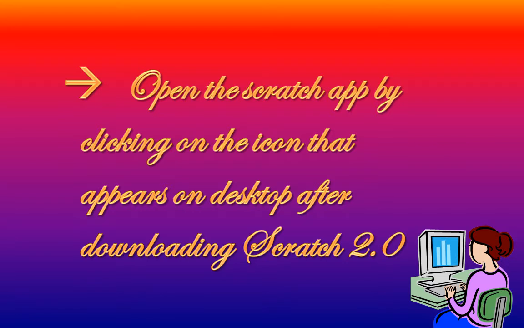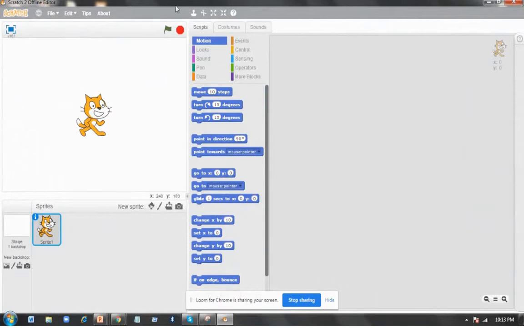Once you have downloaded Scratch 2.0, open it by clicking on the Scratch 2.0 icon on the desktop. After that, you can see File, Edit, Tips and About on the ribbon. You can see more useful icons, which are duplicate, delete, grow, shrink and help.